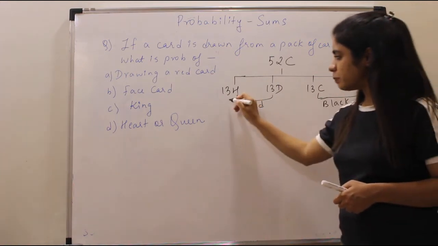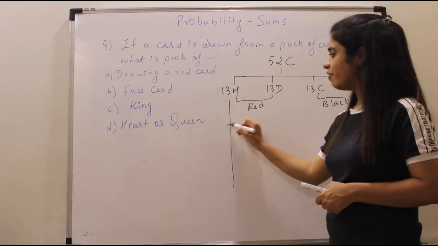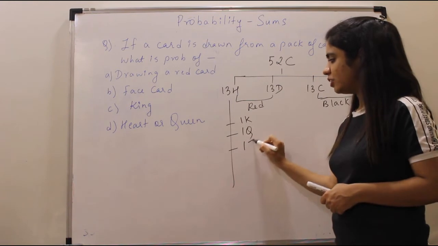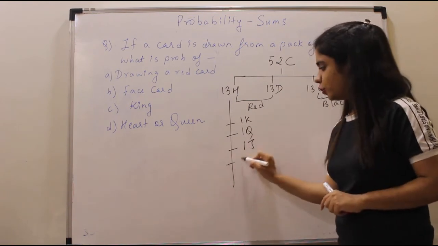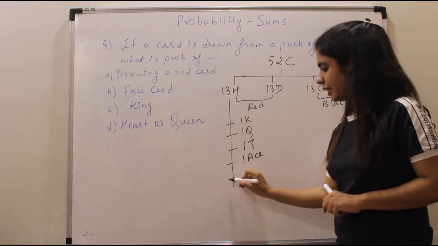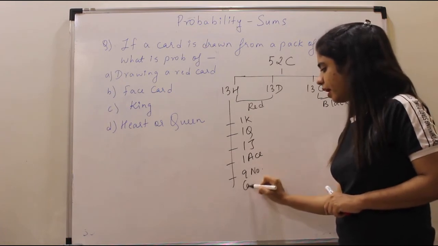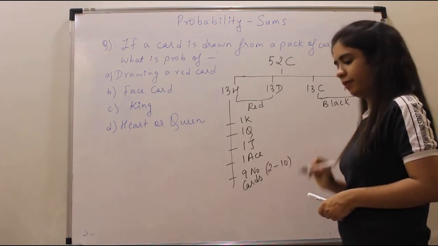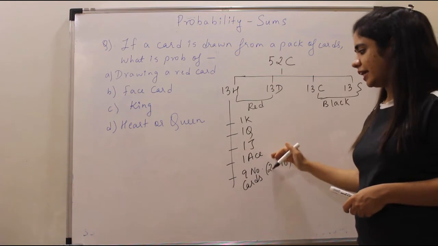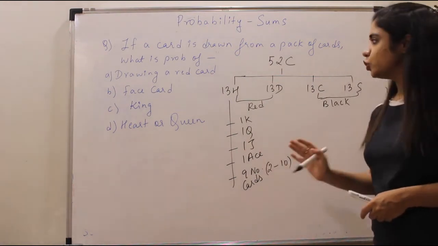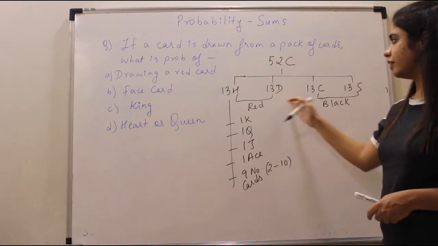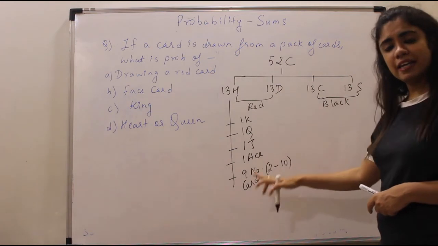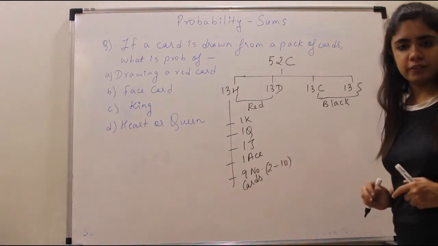Okay? Now if I split these 13 cards, you have 1 king, 1 queen, 1 jack, not joker, 1 jack, 1 ace, and then you have 9 numbered cards. If you ask what numbers, the numbers start from 2 to 10. Okay? 1 king, queen, jack, ace and 9 numbered cards. So total you have 4 kings, 1 here, 1 here, 1 here, 1 here. 4 kings, 4 queens, 4 jacks, 4 aces and 9 into 4, 36 numbered cards.